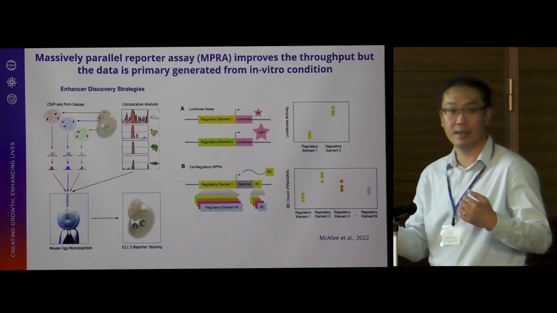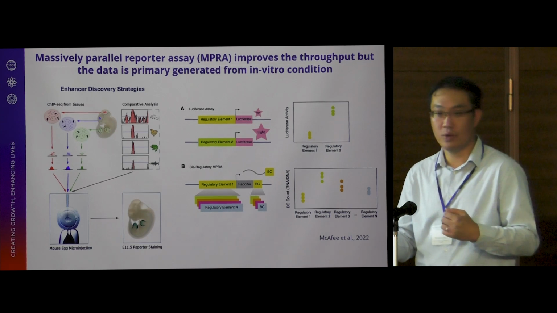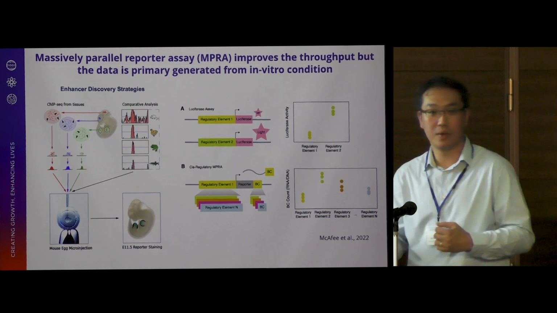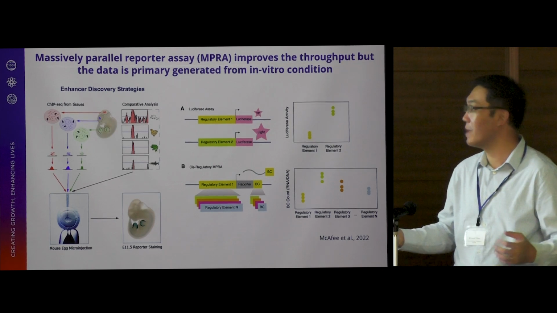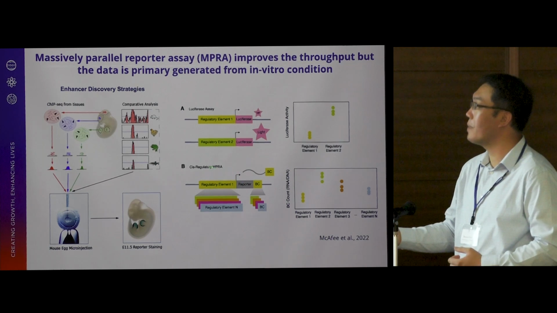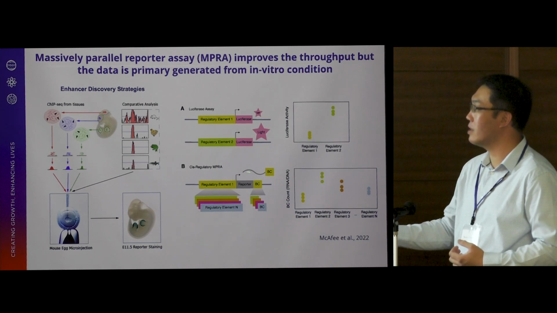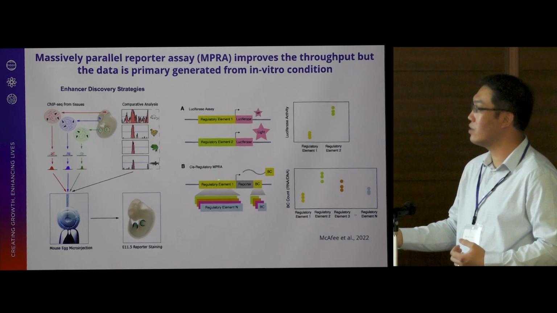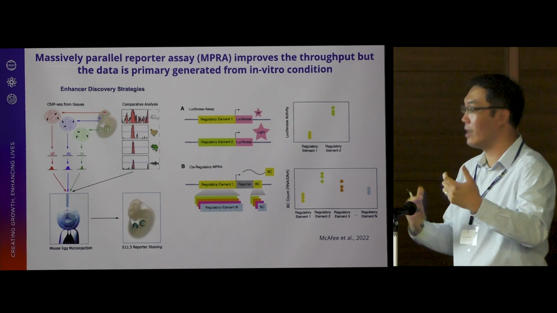But the problem is this assay is very useful, but it's very low throughput. Very low throughput means you can only test one element at a time. So we know the human genome has 3 billion base pairs. So recently, people developed another approach called MPRA, massively parallel reporter assay. How it works is you can generate a library, and in the library, each construct will carry the DNA element you are interested in.